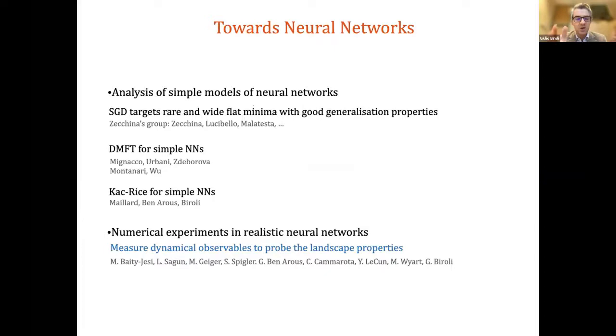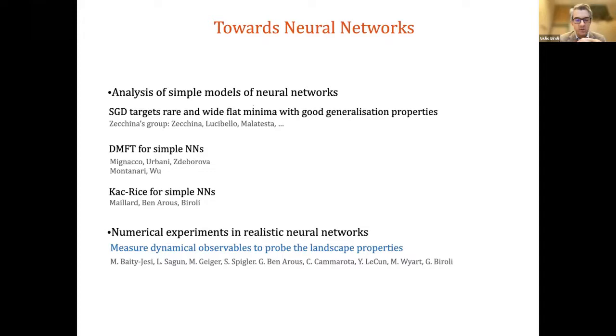There is the group of Zdeborová that started to analyze SGD in simple models of neural networks, and their point is that SGD in these simple models again finds minima which are flat. Even though there are a lot of bad minima, you find good minima with good generalization, which are wide, flat and rare. Then you can also try to do exactly what I said before, developing methods like dynamical mean field theory to study simple neural networks with, let's say, a few nodes. This has been done recently, in particular by Mignacco, Urbani, and Zdeborová. And actually, this dynamical mean field theory technique has been very recently proven to be rigorous by Montanari and Wu.